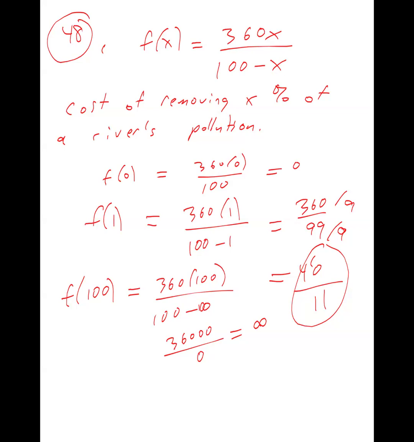Does anybody have any idea why? Why is it easy to get rid of some pollution, but infinitely hard to get rid of all the pollution? Pardon me?